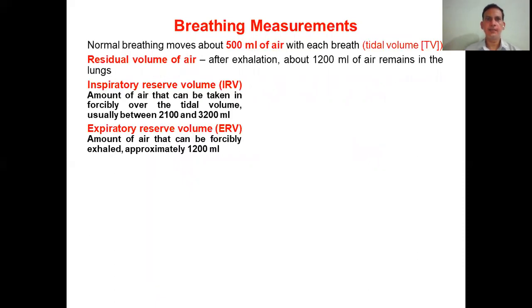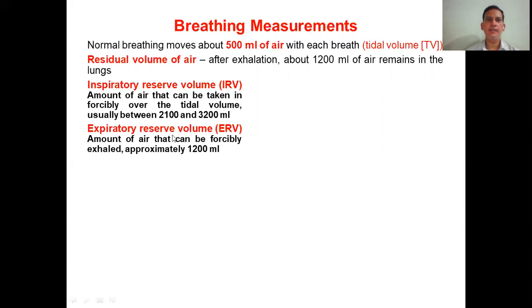Then we have the inspiratory reserve volume. This inspiratory reserve volume is 2100 to 3200 ml. This is the amount of air that can be taken in by forceful inspiration. Normally it is 500 ml, but if somebody is doing forceful inspiration intentionally, or let's say while doing some kind of breathing exercise, the volume could be 2100 to 3200. So you can imagine, from 500, the volume is increasing 4 to 6 fold.